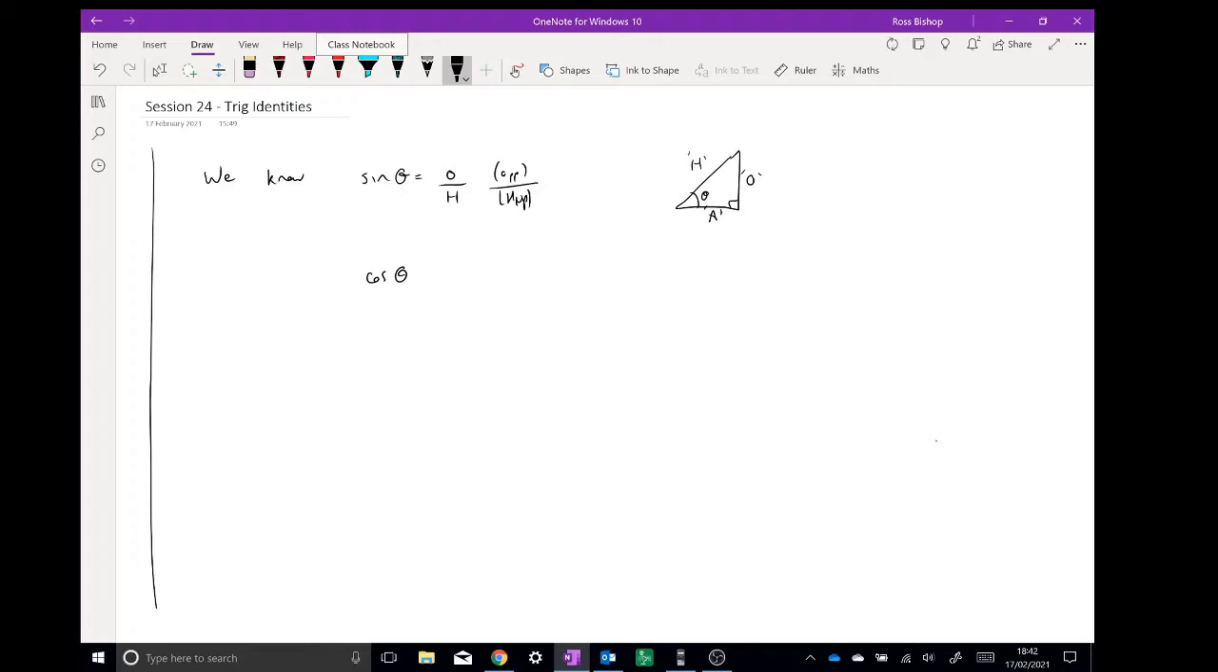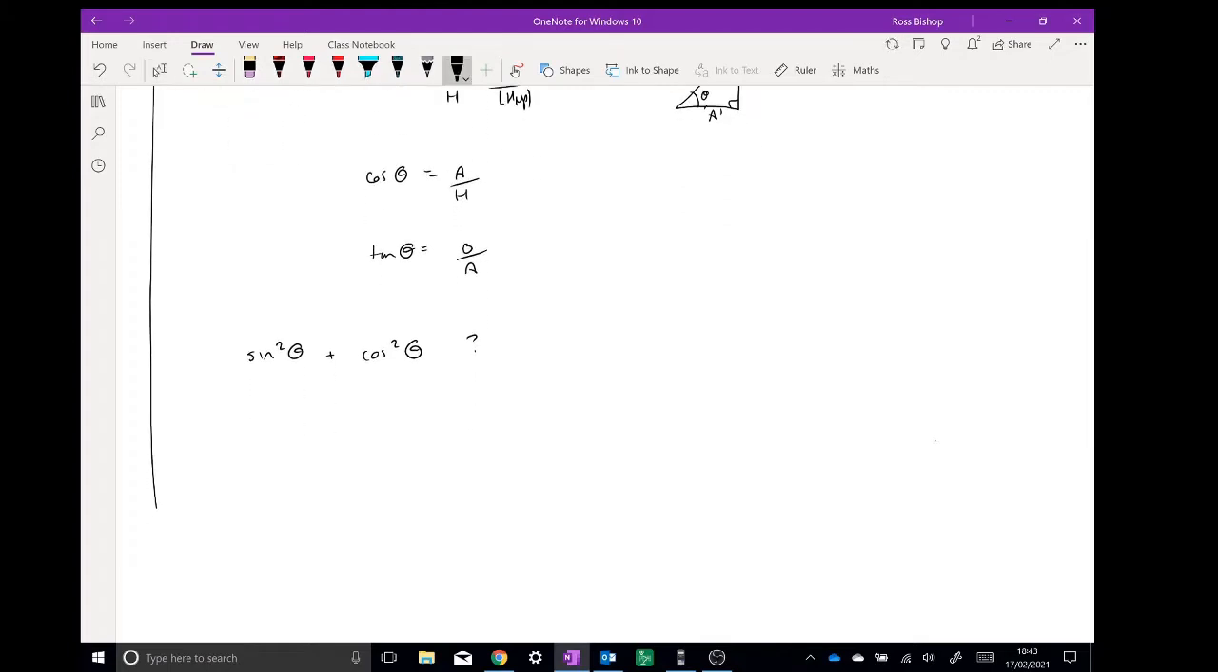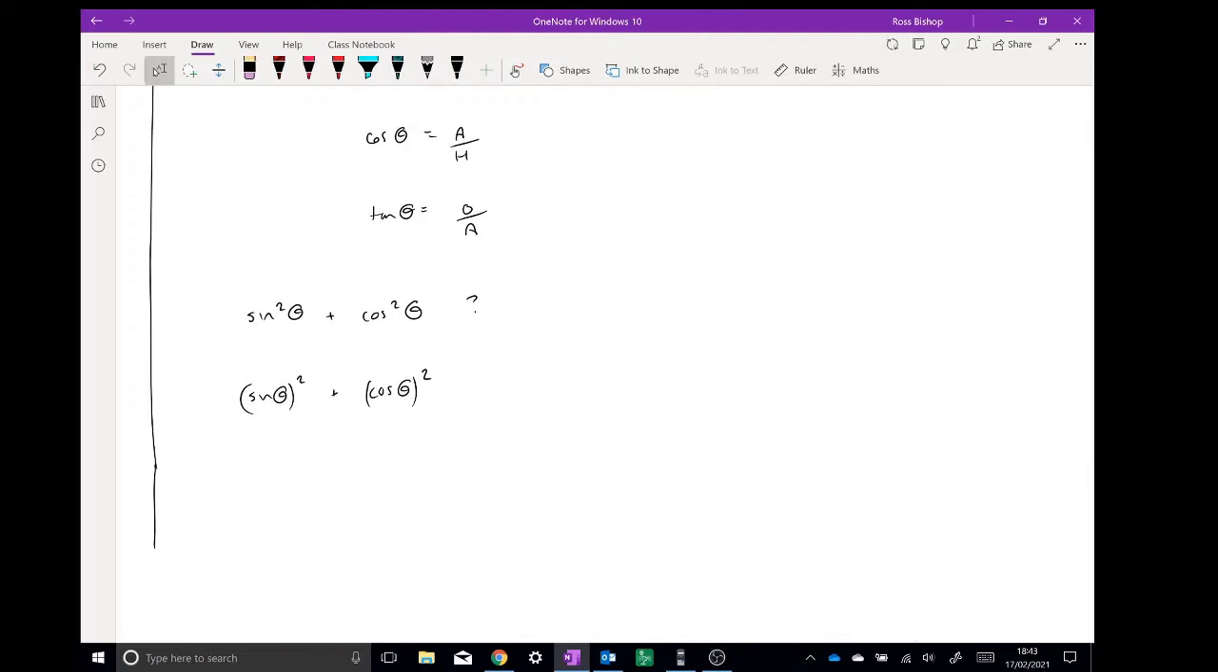And we know that cosine theta is A over H, the adjacent over the hypotenuse, and we know that tan theta is O over A, the opposite over the adjacent. So if I was to say to you, okay, what is sine squared theta plus cos squared theta? Let's have a look at what that might be. Now you'll remember from the video before, sine squared theta just means sine theta all squared, and cos squared theta is cos theta all squared. Okay, right, let's put that in.